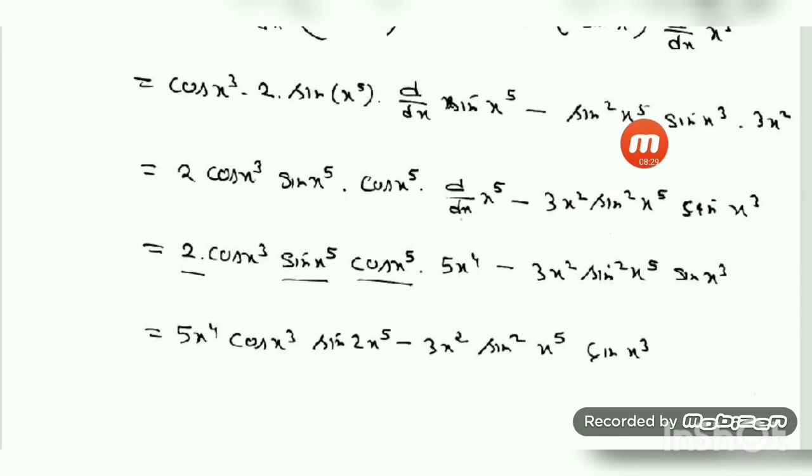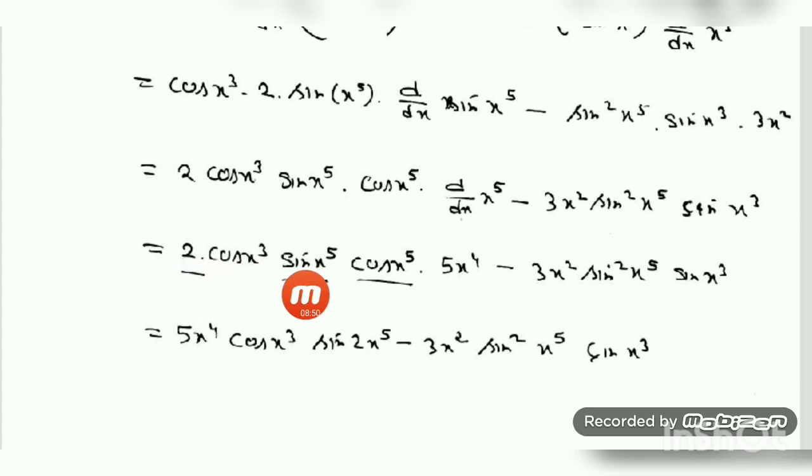But here the derivative is completed. 3x square sine square x to the power 5 sine x cube. Then after that 2, all this keep as it is. d/dx of x to the power 5 is what? 5x to the power 4, and keep this as it is. Then do the calculation, here actually I have done 5x to the power 4, I am taking outside. You can stop the solution here also.